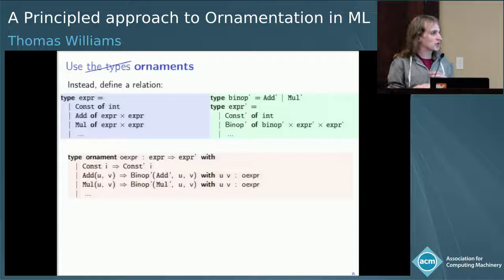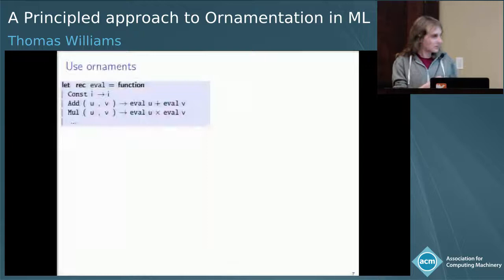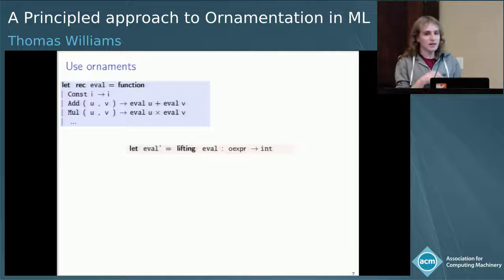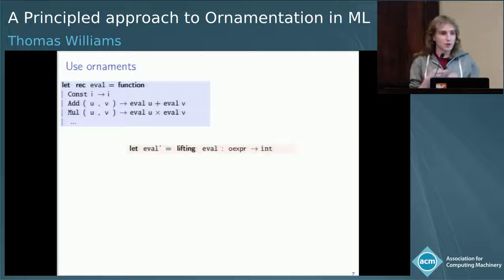This is a more compact notation for the same thing. So once we have defined this relation, we can use it to lift functions because now we have a specification. So we start with our code, and we specify that we want eval prime to be a lifting of eval, where the first argument has been transformed using the ornament OEXP, and the second argument is left as is because it's an integer, it's good.